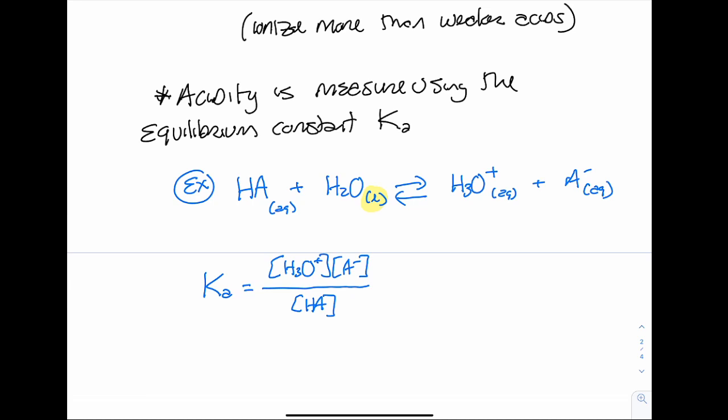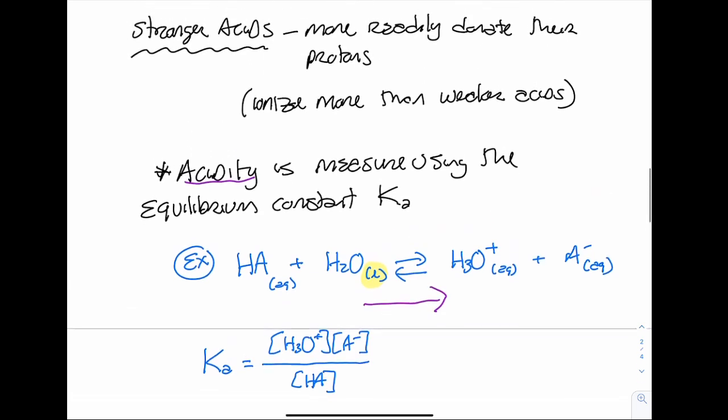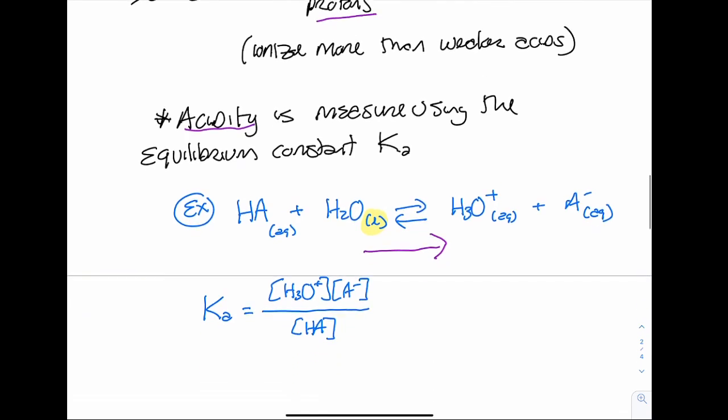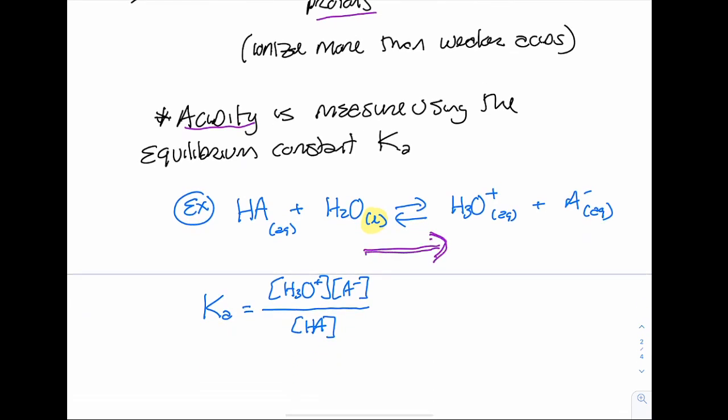And in the forward direction, this is where it's donating the proton. So acidity, we said, stronger ones are more readily able to donate their protons, which means the equilibrium would lie closer to the product side, right? Products would be favored at equilibrium for stronger acids, meaning the concentration of my species on the top is going to be greater than the concentration of my species on the bottom. So the larger the value for Ka, the more dissociated products I have, right, the stronger my acid.